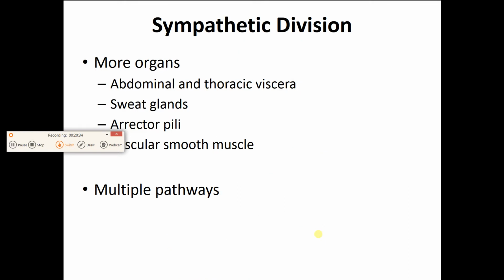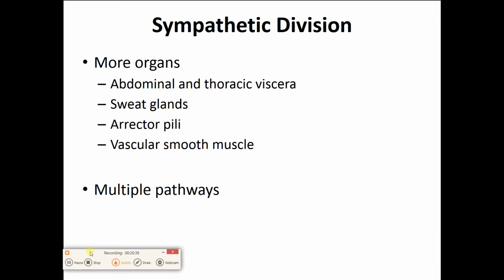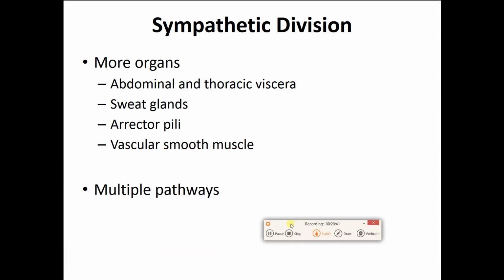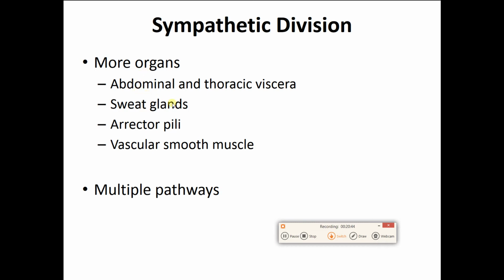Now, the sympathetic division is going to get a little bit more interesting, let's say. It's getting more interesting because there's more organs we got to go to. We got to get to all those visceral organs in the abdomen and the thorax, as well as sweat glands all over the body, as well as arrector pili muscles all over the skin. Remember those arrector pili, the ones that cause hair follicles to stand on end? And vascular smooth muscle, so smooth muscle in blood vessels throughout the body. So there are a lot of ways the sympathetic neurons can travel.